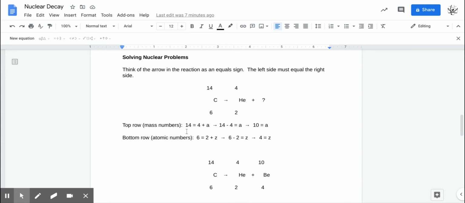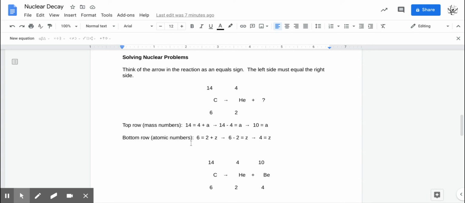So if I rewrite the top row into a math equation, it would read 14 is equal to 4 plus the unknown mass, which I'm using A as my variable for my unknown mass. To solve for A, I simply need to subtract 4 from both sides of the equation. So 14 minus 4 is going to be what A is equal to, which is, of course, 10. So my missing mass number is 10.